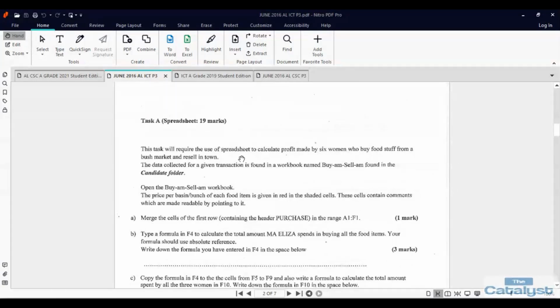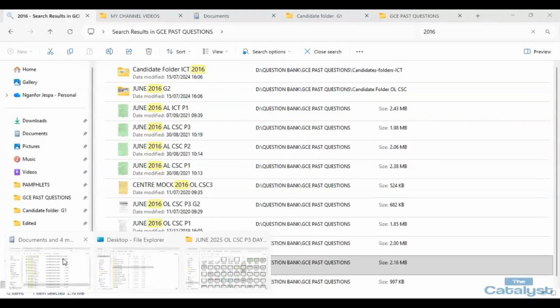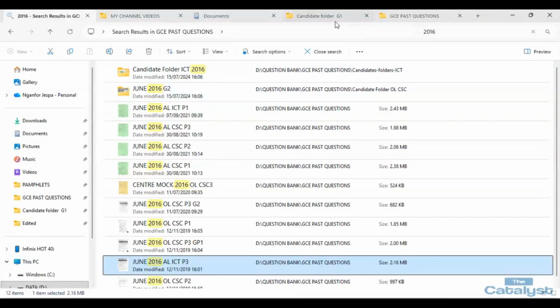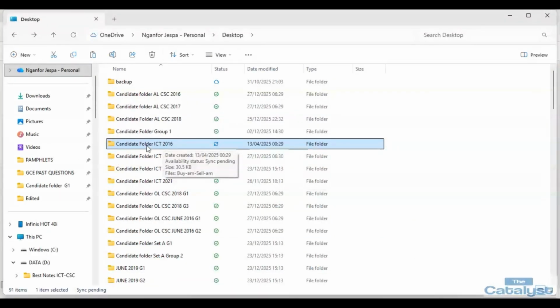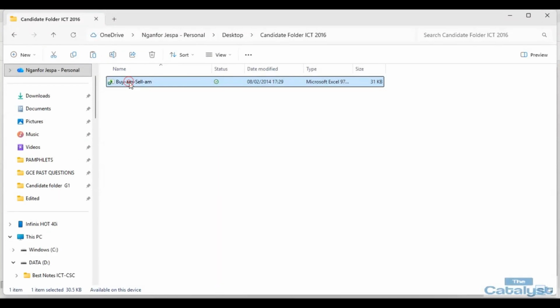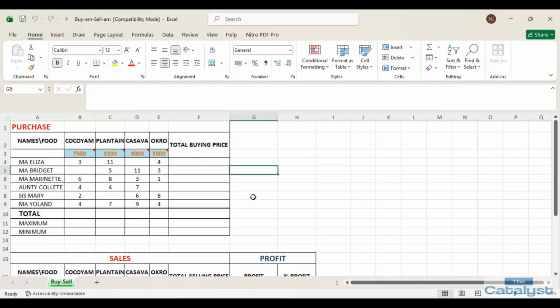This task will require the use of spreadsheet to calculate profit made by 6 women who buy foodstuffs from a bush market and resell in town. The data collected for a given transaction is found in a workbook named Buy and Sell 'em, found in the candidate folder. Open the Buy and Sell 'em workbook. Okay, so we will move to our Buy and Sell 'em workbook, which I think is on the desktop. Yeah, this is it. Okay, so this is the workbook, as we can all see here.